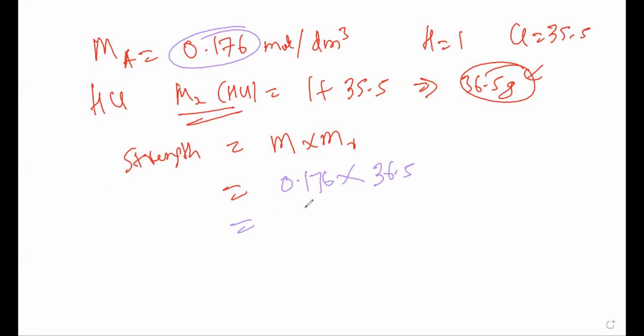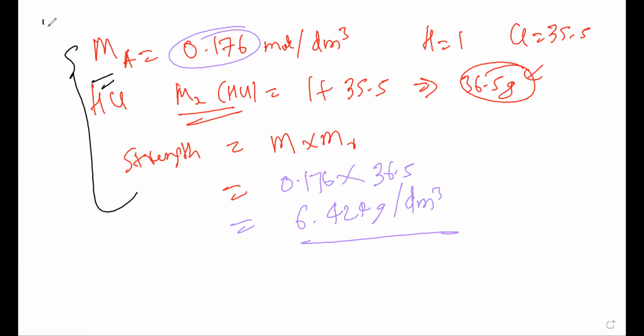So that is nothing but 6.424 grams. Again, you will write grams per decimeter cube. And this particular thing becomes the strength of the acid. Okay, so I hope you have understood our first solved example, how we calculated the unknown concentration of our acid, which is hydrochloric acid. This acid is also found in your stomach.